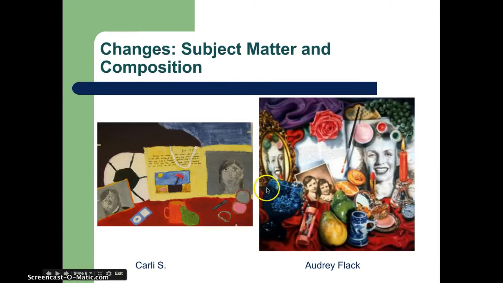This person went a little bit more with the changes. She changed the subject matter. So the original painting was all about the artist, so she made it all about her, and she picked objects that were about herself. She also changed the composition to make it more of a rectangle instead of the original, which was a square.